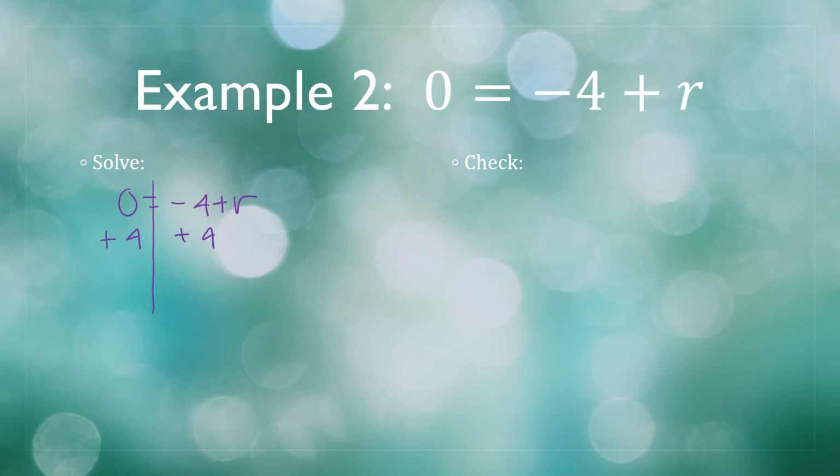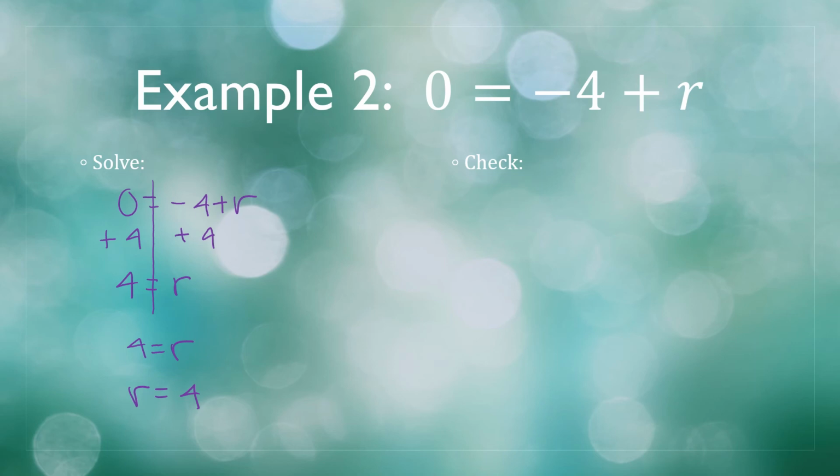The left-hand side, 0 plus 4, will just get us 4. And then negative 4 plus a positive 4 gets us 0, just leaving us with r on the right-hand side. So we have 4 equals r. Since the variable is by itself, then we solved the equation. If you want to, you can write it with the variable on the left-hand side. These mean the same thing.